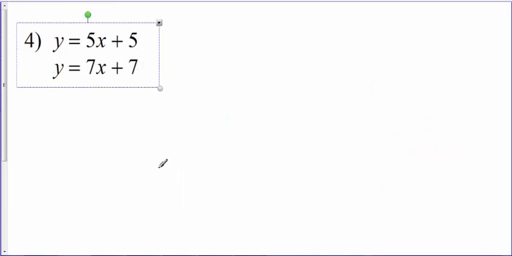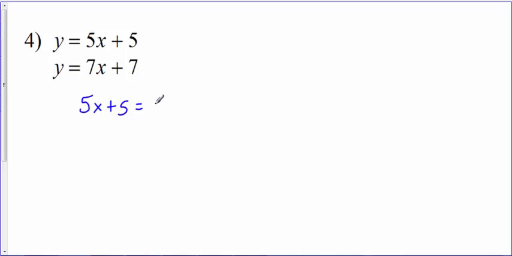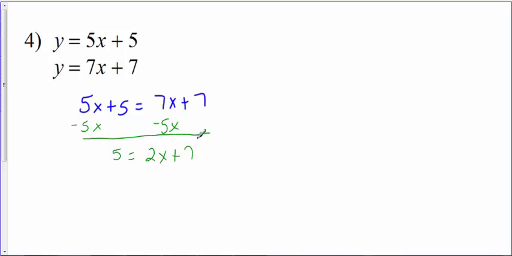In this example, both equations are in slope-intercept form. When you have both equations in slope-intercept form, you will set them equal to one another. In doing so, you'll arrange an equation like this. We will start to solve the equation, so we'll move 5x to the other side. Gives me 5 equals 7x minus 5x is 2x. Bring down the 7.